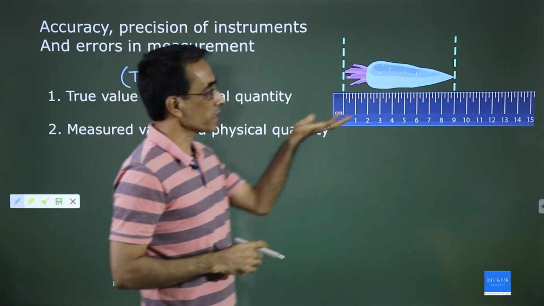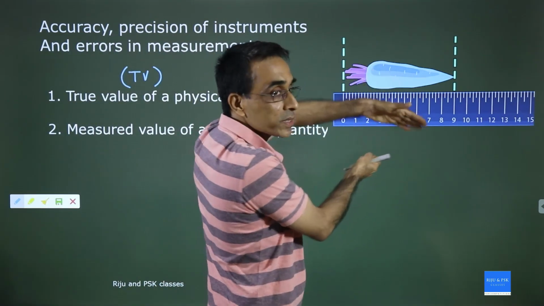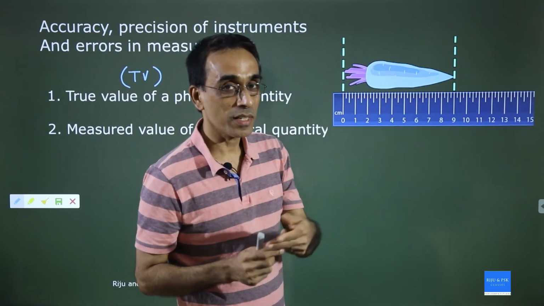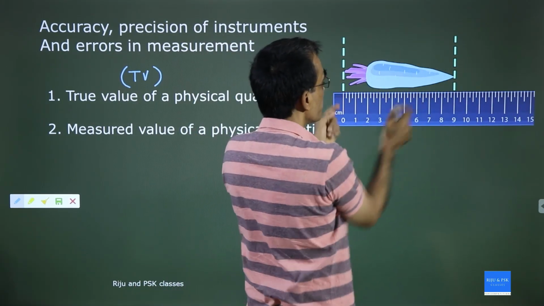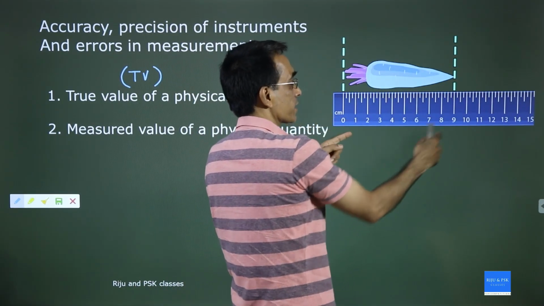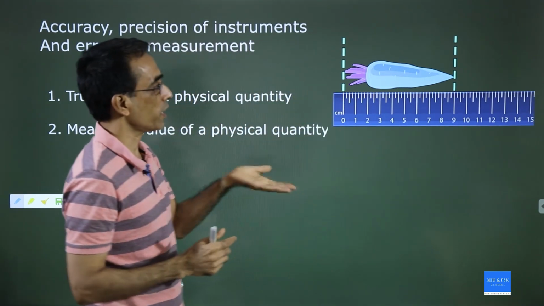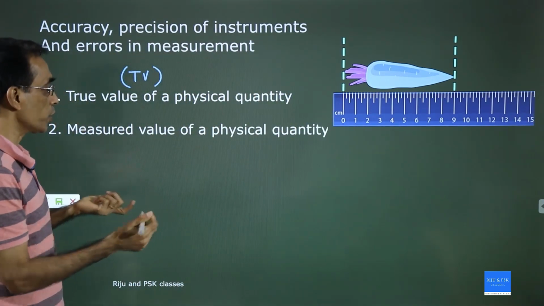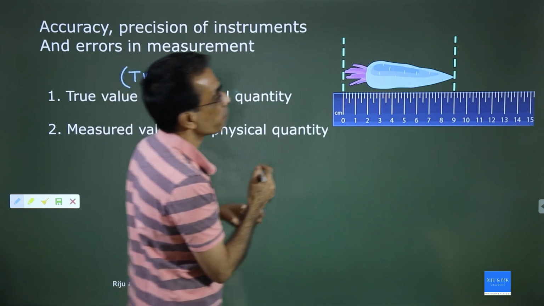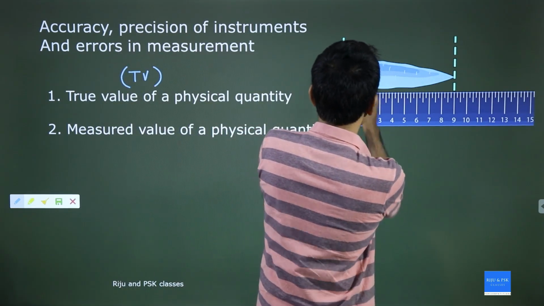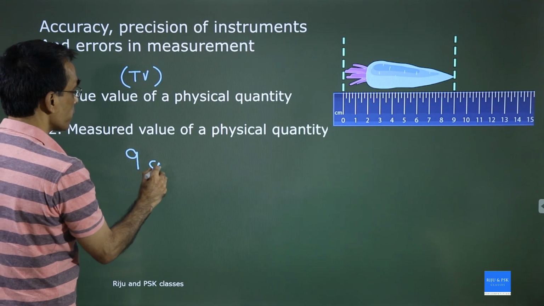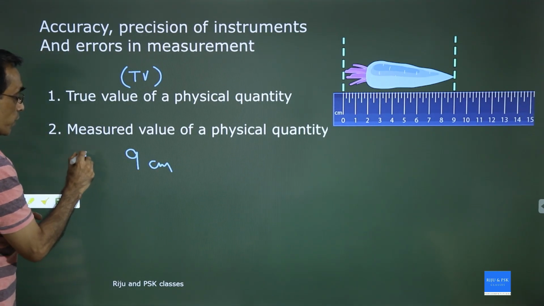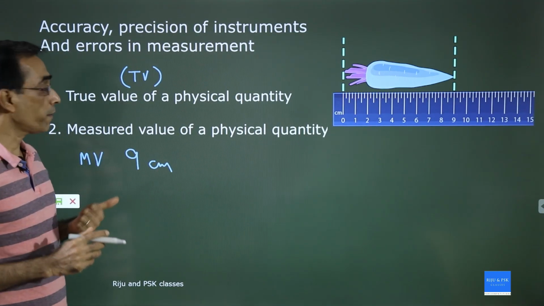Now you can take a scale and you can do measurement. And what was measurement? Definition: comparison of one length with another length. Fine. So we compare it, and when we compare it, we will get a value. I told you here approximately from 0 to 9. See, this is approximately 9 centimeter, and this one is what we call MV. MV stands for measured value.